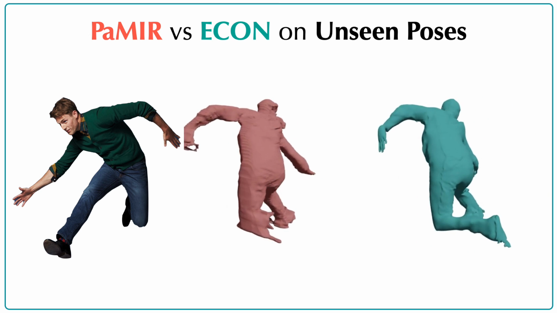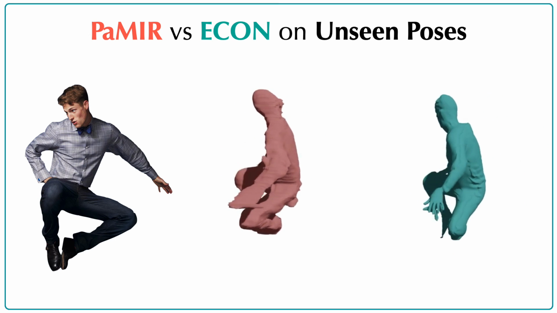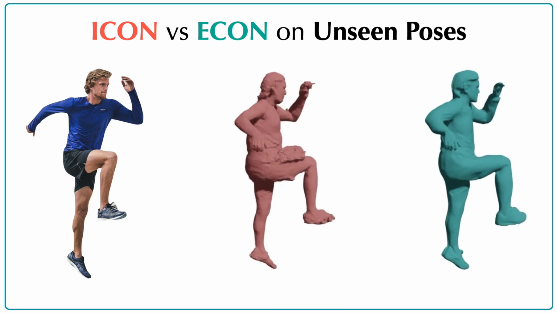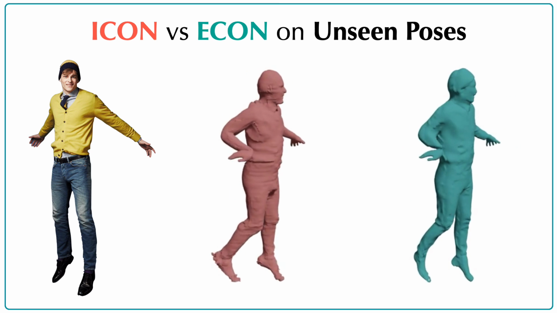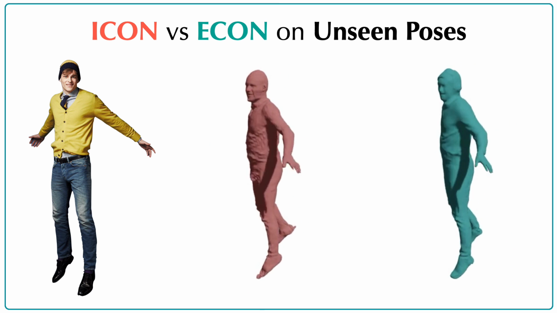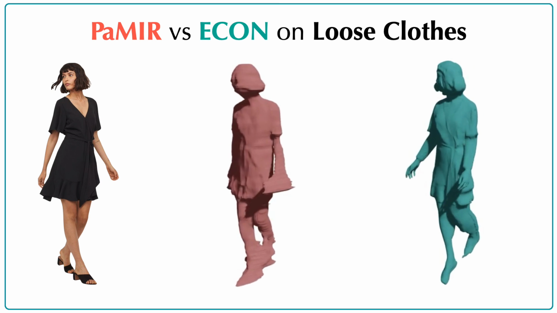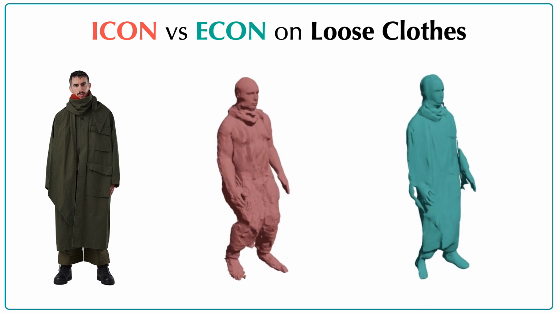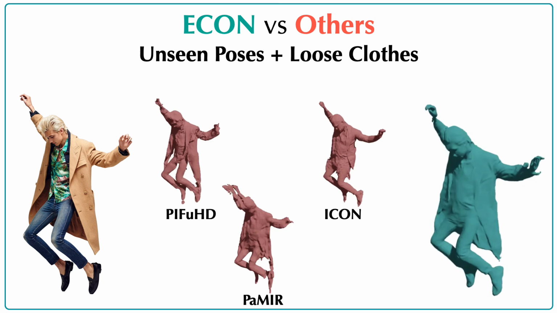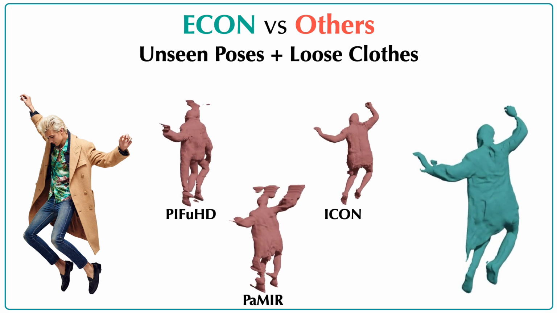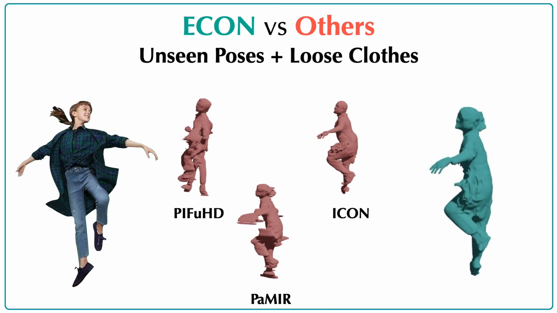The local details look more realistic than PaMIR or ECON. For images with both challenging poses and loose clothing, ECON reconstructs dressed 3D humans with greater realism and robustness than all previous methods by a large margin.